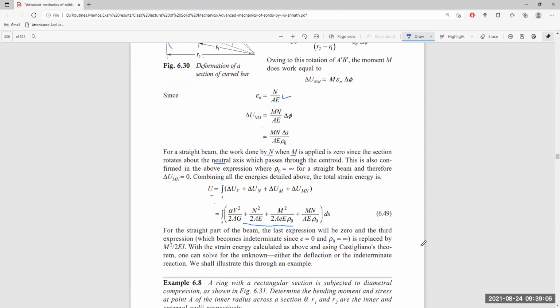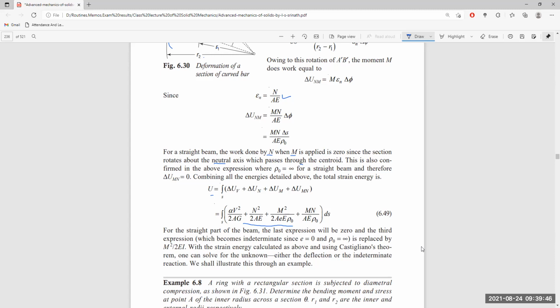For the straight part of the beam, the last portion is 0 because there is no bending moment there, and the third expression becomes indeterminate since rho 0 is equal to infinity and E becomes equal to 0. So it is replaced by M square by 2 into E into I, because for a straight beam, the third portion rho 0 does not exist.